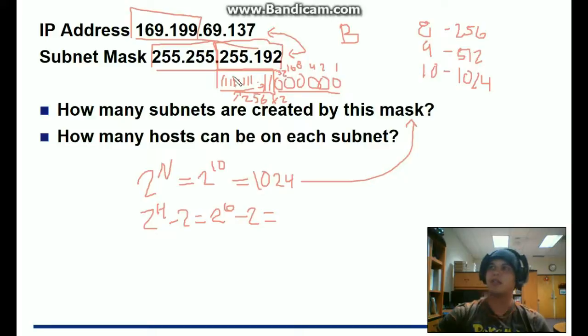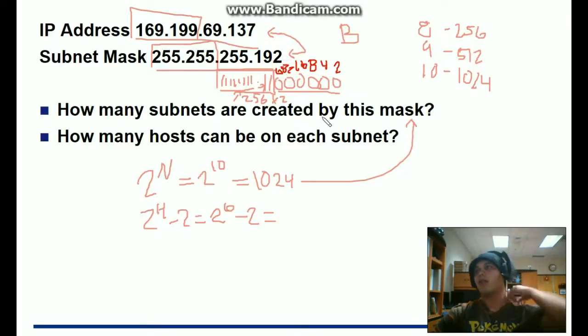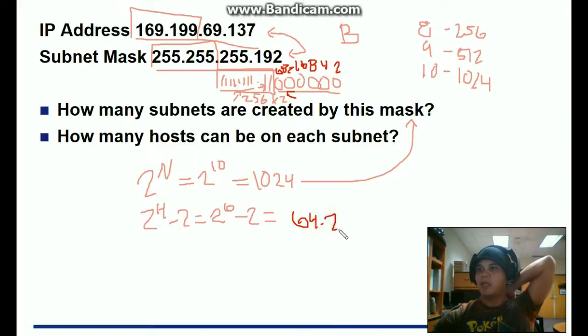No, I'm sorry, that's wrong. Let me go back. 1 bit has 2 possibilities. 2, 4, 8, 16, 32, 64. All right. I know you can't see that. That 6-bit right there, that equals 64. So that means it's 64 minus 2 equals 62 hosts per subnet. So that's my answer.